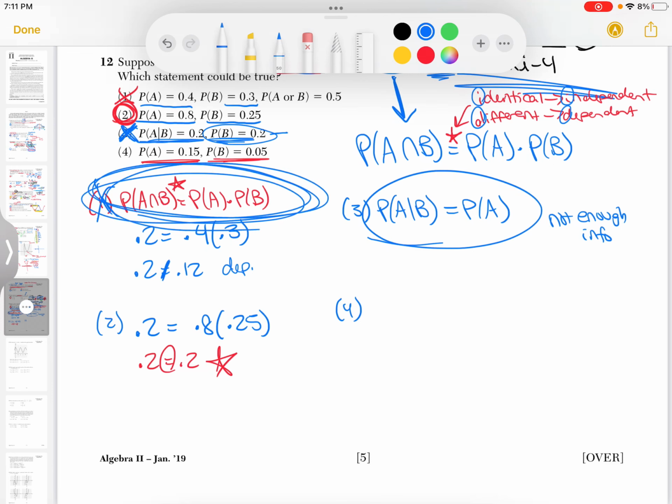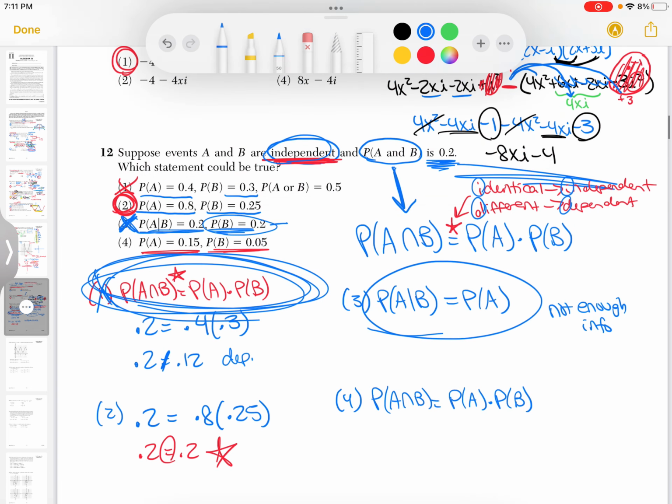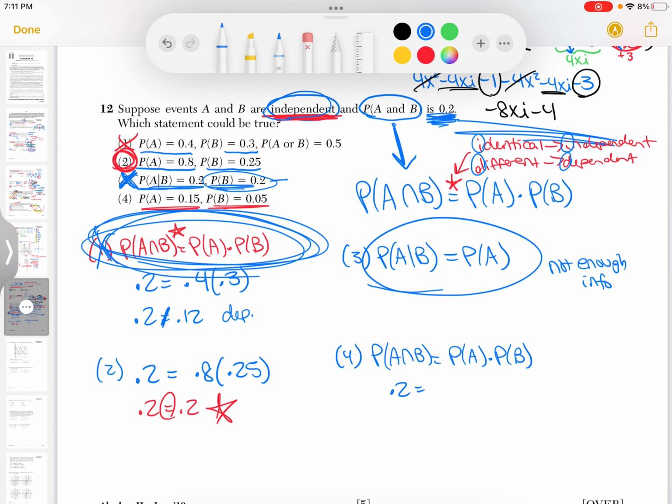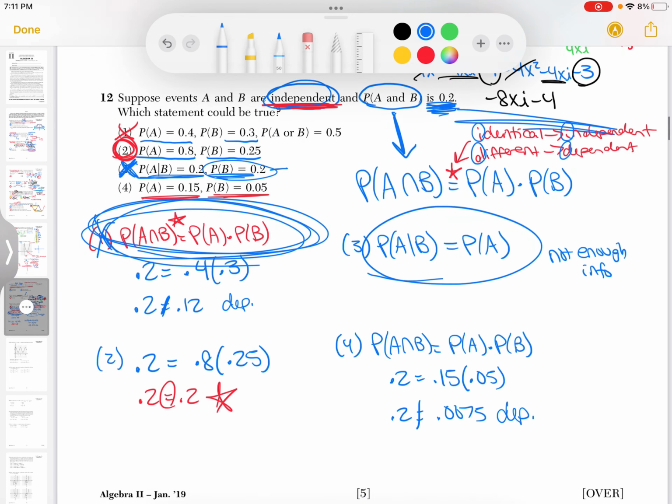So I need to test this out again using my and test for independence. So once again, probability of A and B, seeing if that's equal to the probability of A times the probability of B. A and B was given in the directions, it's 0.2. And I have that the probability of A for choice 4 is 0.15 times the probability of B, which is 0.05. When I multiply those, I get 0.0075, which are different. So this one's also dependent and not my answer. The only one that got me independence was choice 2.